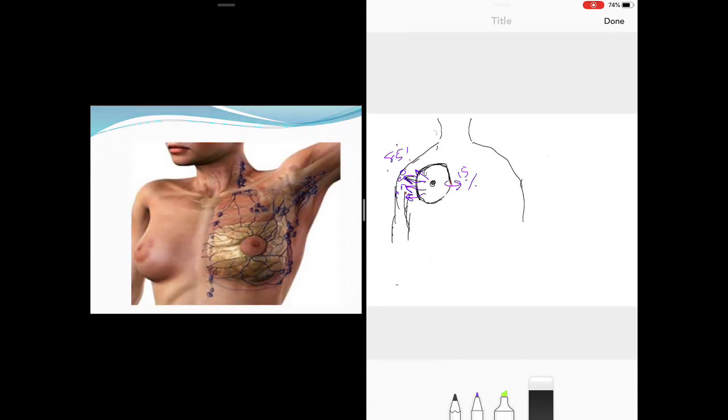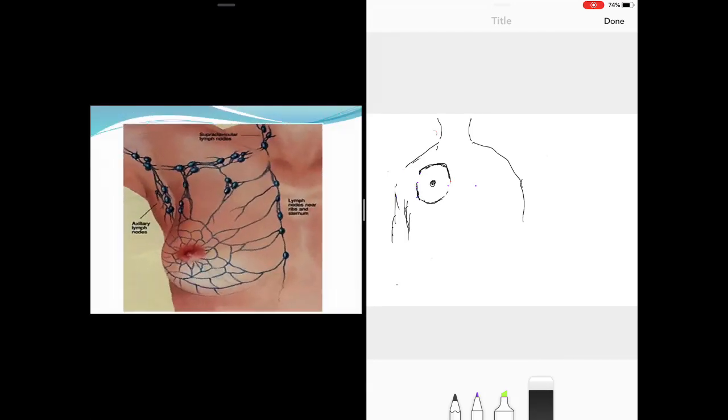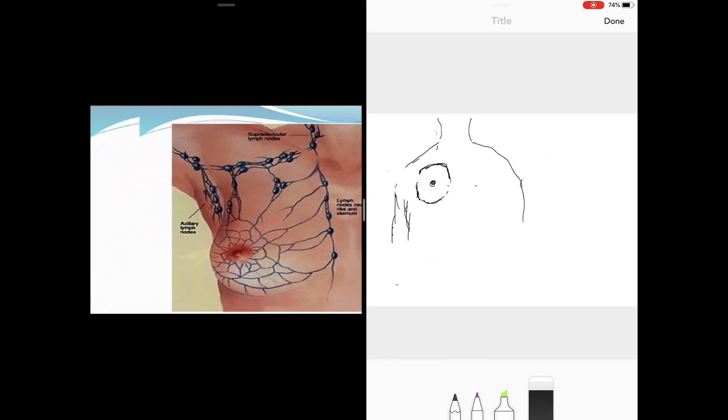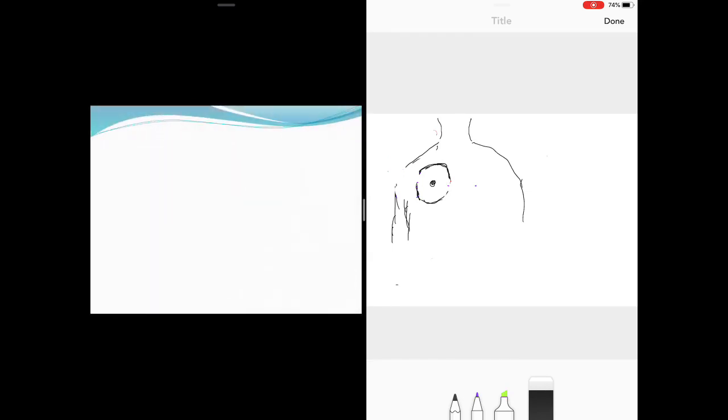Then let's see. In the PowerPoint I also have an illustration showing the lymph nodes around the breast and the axillary lymph nodes, and when it goes to the subclavian and cervical lymph nodes. Internal mammary lymph nodes: about 15% will go to the internal mammary, internal thoracic lymph nodes, or maybe go to the contralateral axillary lymph nodes.